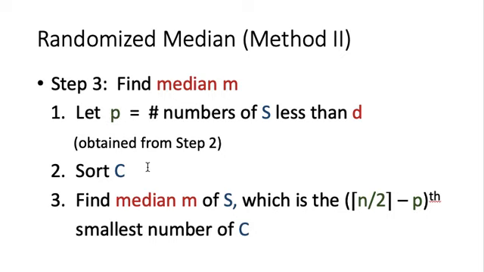After that, because our purpose is to find the n over 2 smallest item of S, but there are P numbers that are already excluded from the set big C, we are going to find the n over 2 minus P smallest number of C instead. And this can be done easily once we have sorted C. It takes constant time once we have sorted C.